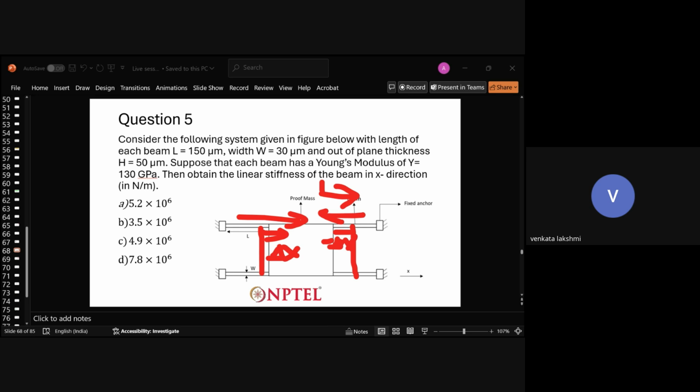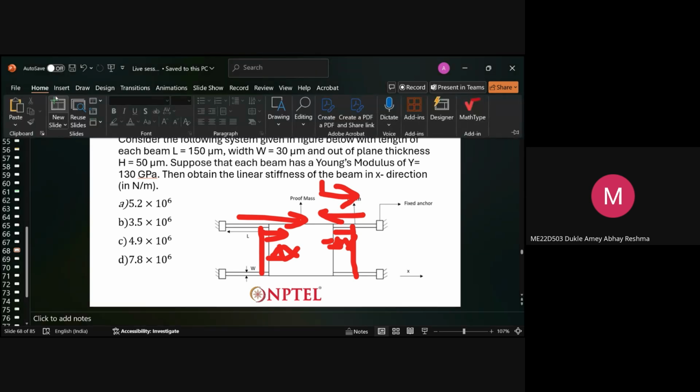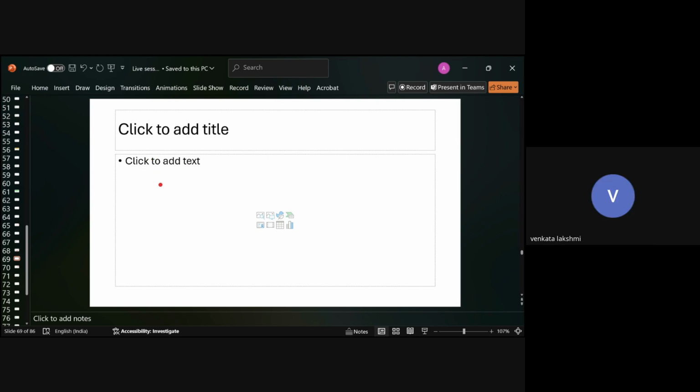Sir, where can I find the real time application of this type of element? So actually, these kinds of things are basically used in accelerometers. Not completely, but accelerometer basically, I will just draw and tell you how the accelerometer works. To increase the stiffness is one of the methods, sir. There are many applications, but I will show you how an accelerometer works.